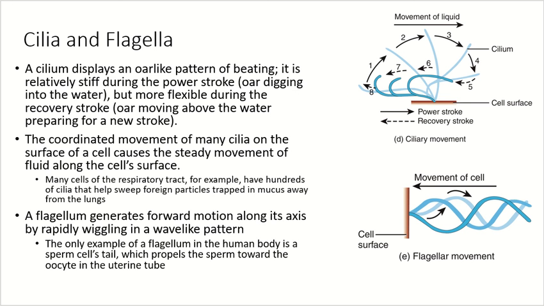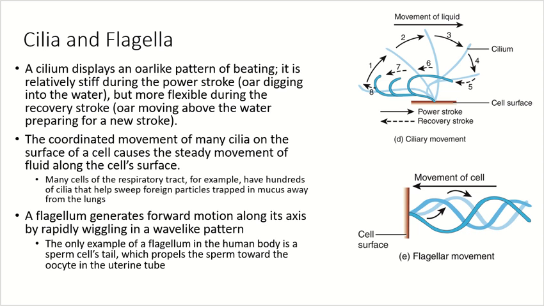The coordinated movement of many cilia on the surface of a cell is going to cause a steady movement of fluids along the cell surface. So many of the cells in the respiratory tract, for example, are going to have hundreds of these little cilia on their cell surface, and these are going to help to sweep any kind of foreign particles that are trapped in mucus away from the lungs.